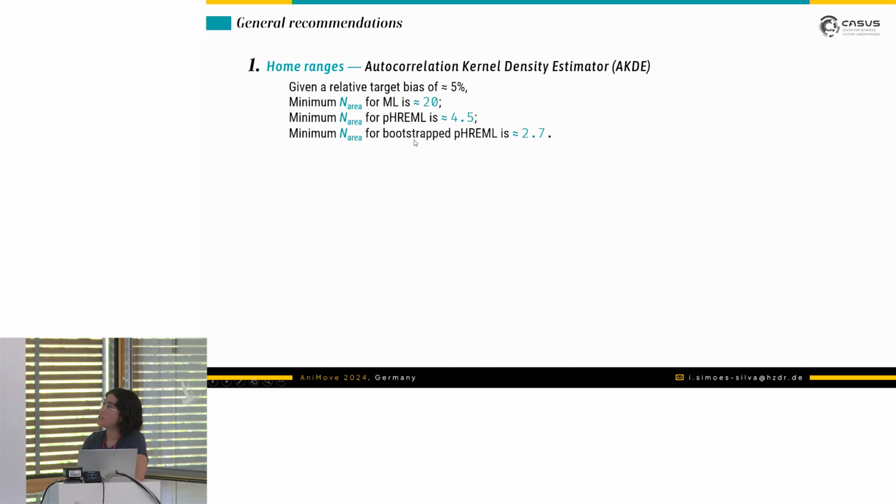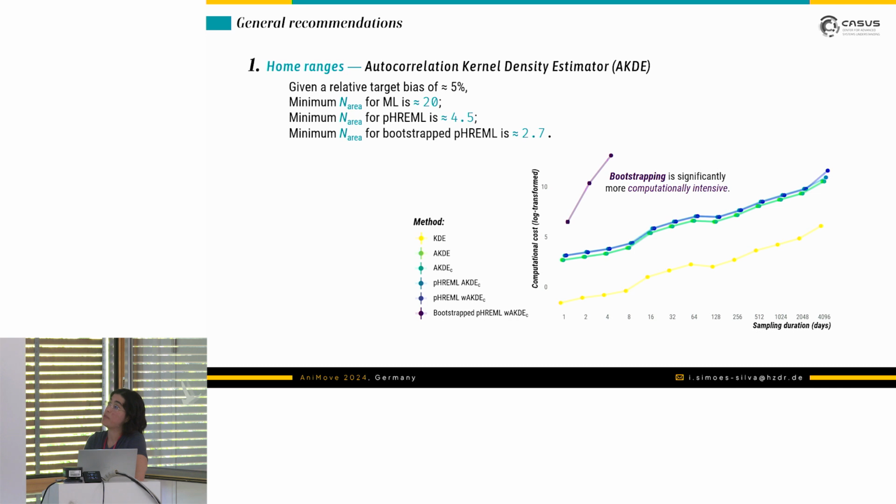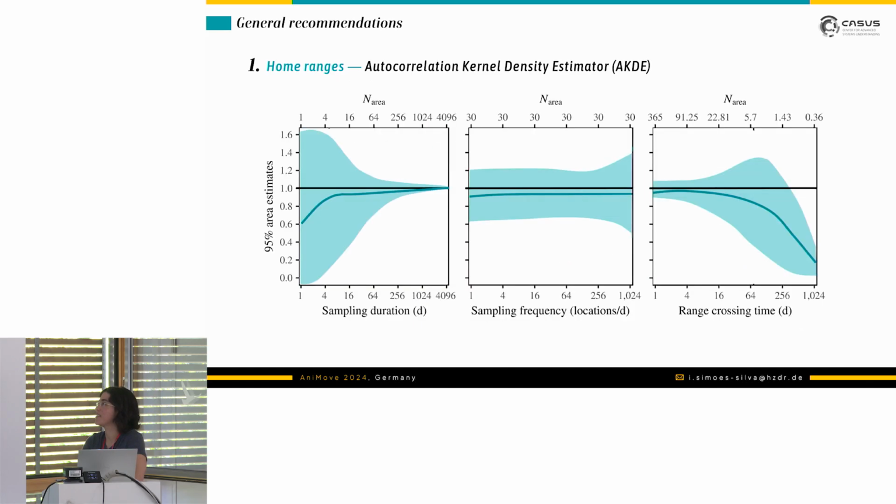For home ranges, if you want a relative target bias of around 5%, especially if you don't want to go into the bootstrapping point, you want to ensure you have at least around 4.5, but better 20 or more for the effective sample size if you want a reliable estimate. But once again, remember, you definitely don't want to get into the bootstrapping if you can help it, because it's just very computationally intensive.